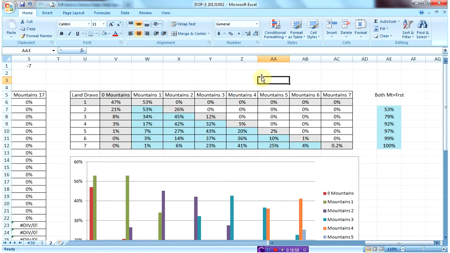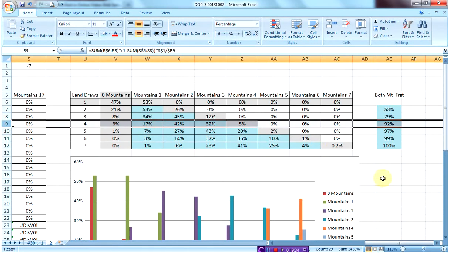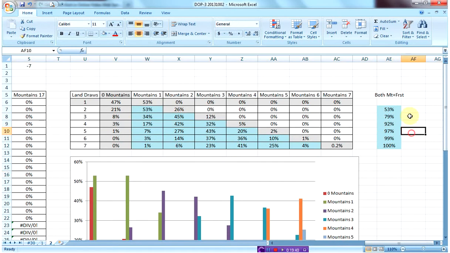So depending on your deck and how certain you want to be to hit both colors by a certain land drawn in the game, you could judge your likelihood from this. You say, well, I want to have at least a 90% chance of hitting both my colors. How many lands do I need to draw to have a 90% chance of getting both colors? I need 4 lands in to have a 90% chance of both colors.